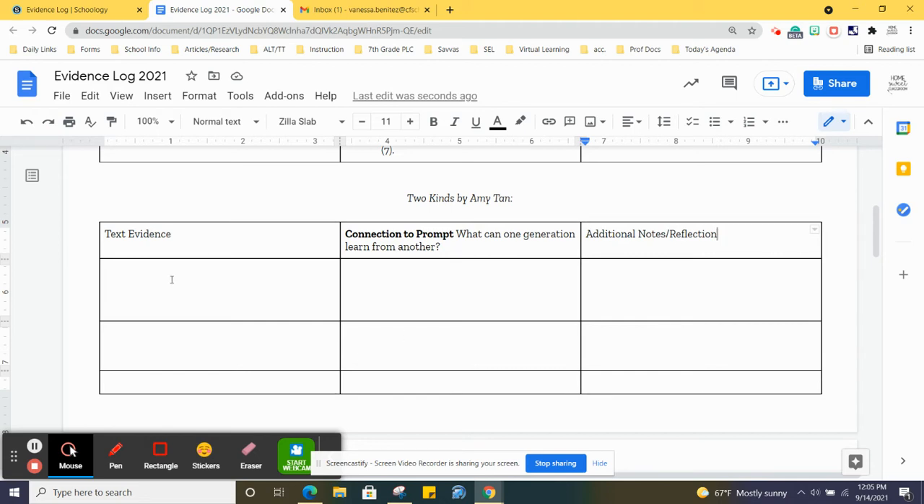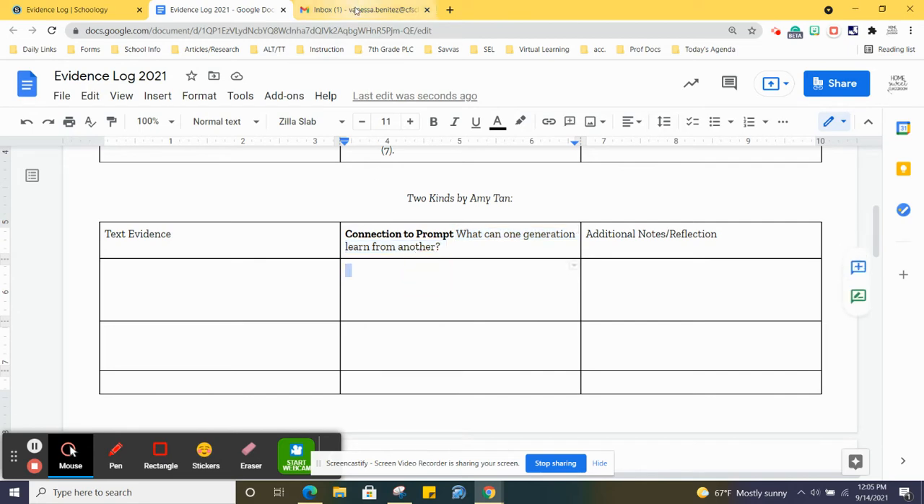Okay, hopefully you're back with me. What we want to do is find a piece of text evidence. Text evidence, remember, is a direct quote from the text that is in quotation marks and has a page number. So we are not plagiarizing, but we are taking text and using it for our own good to prove a point. And what we're trying to prove is the answer to what one generation can learn from another.